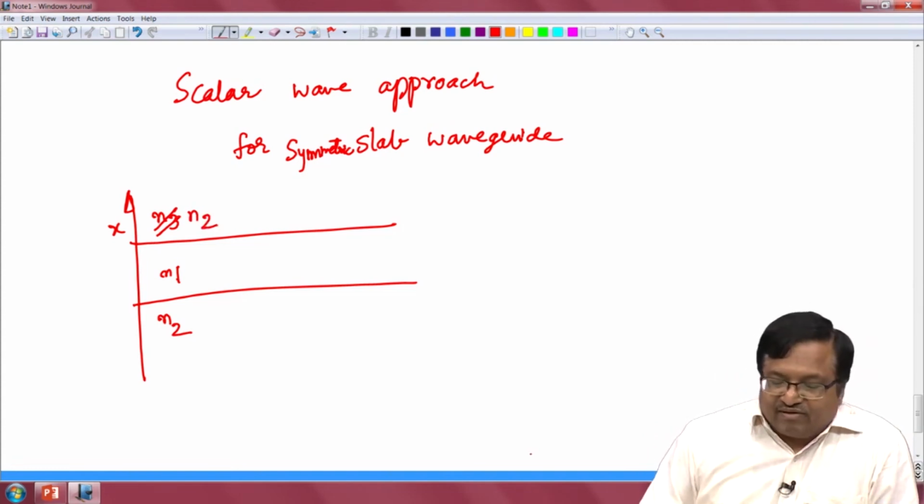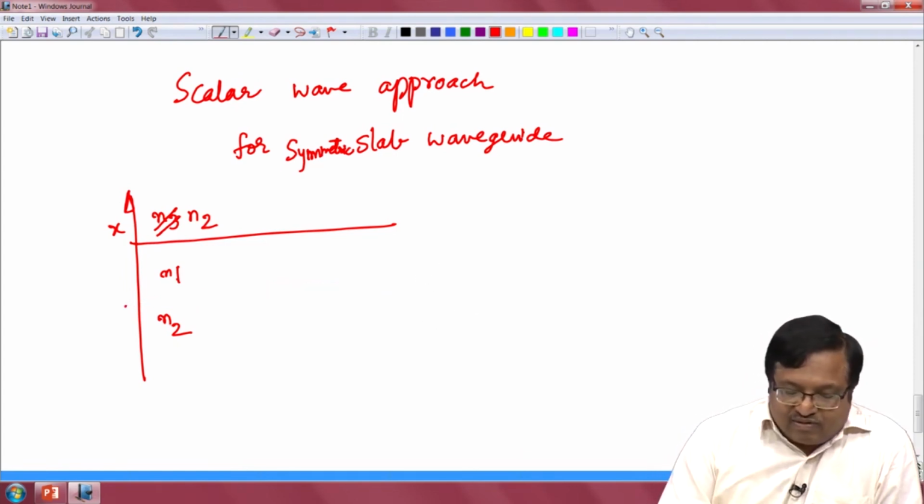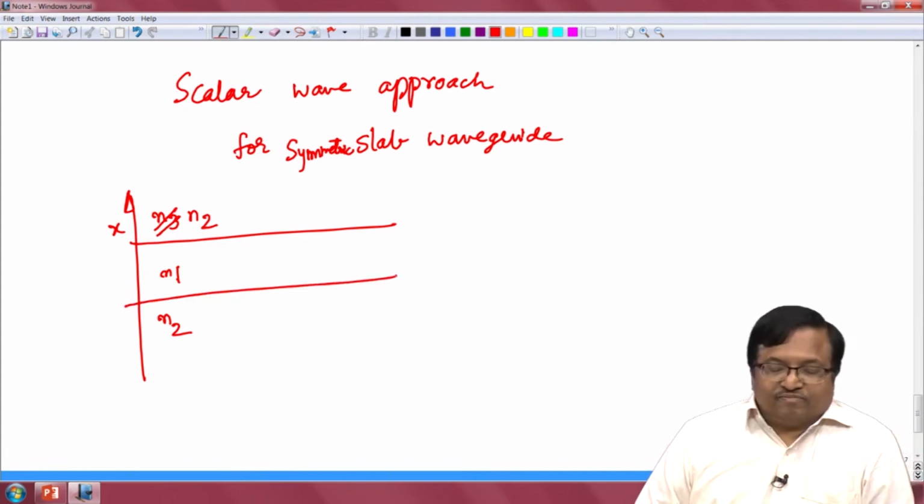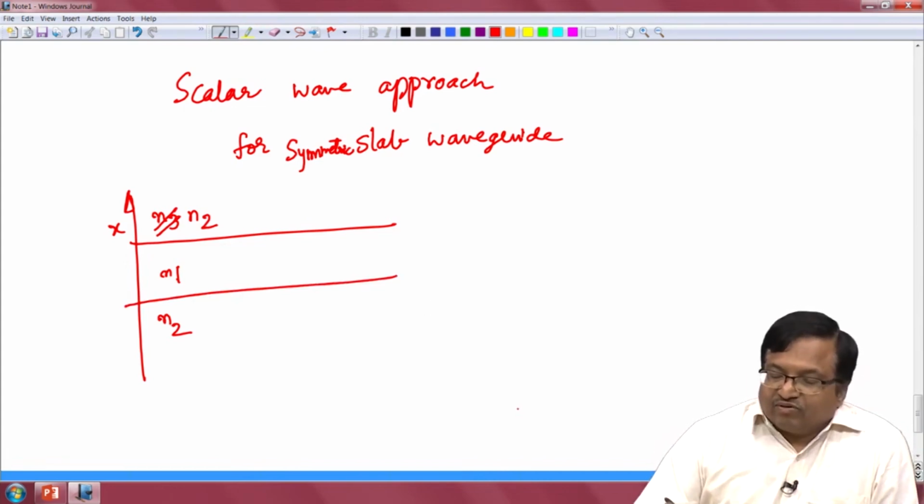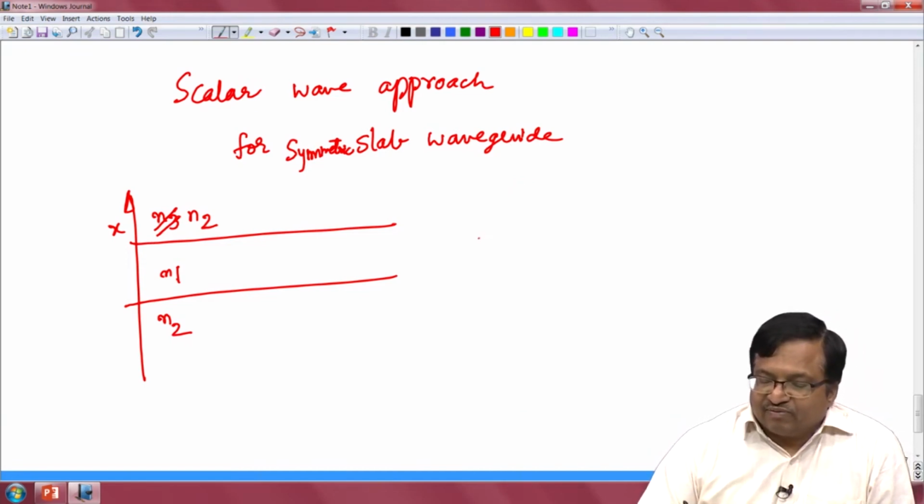And what is expected of this? Before we derive, let us look at what is expected of this as a solution. So, the wave equation, or first of all let me write the refractive index profile.